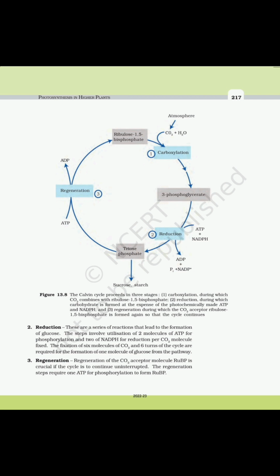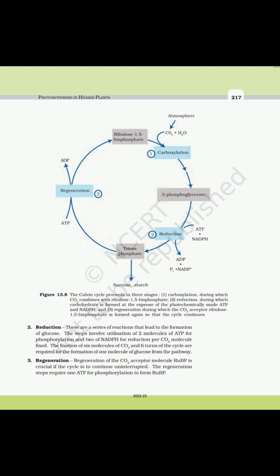2. Reduction. These are a series of reactions that lead to the formation of glucose. The steps involve utilization of 2 molecules of ATP for phosphorylation and 2 of NADPH for reduction per CO2 molecule fixed. The fixation of 6 molecules of CO2 and 6 turns of the cycle are required for the removal of 1 molecule of glucose from the pathway.